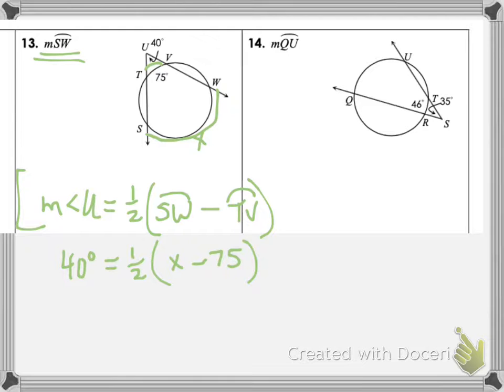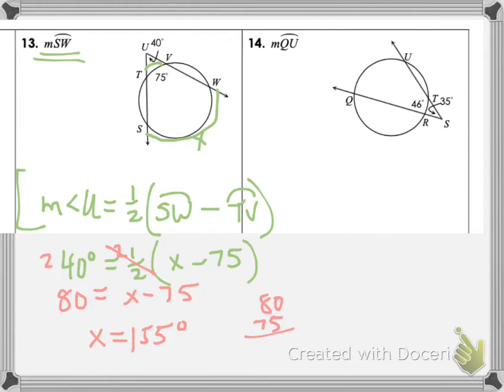Now to get rid of the 1/2, I'm going to multiply both sides of the equation by 2. 2 times 1/2 is 1. And then the arc we're looking for will be 80 plus 75, and that equals 155.